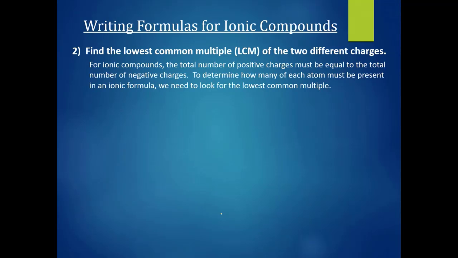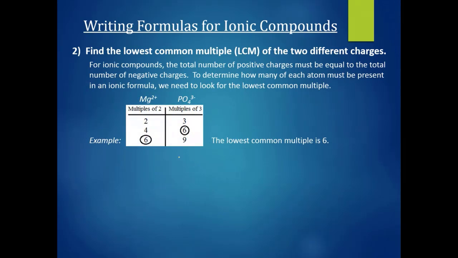Next, find the lowest common multiple, or LCM, of the two different charges. So what does that look like? For magnesium phosphate, the charge of magnesium is a +2, so multiples of 2 would be 2, 4, 6, 8, 10, etc. For phosphate, multiples of 3, because it has a charge of -3, would be 3, 6, 9, etc. So the lowest common multiple, the lowest multiple that both of the charges have, is this 6.